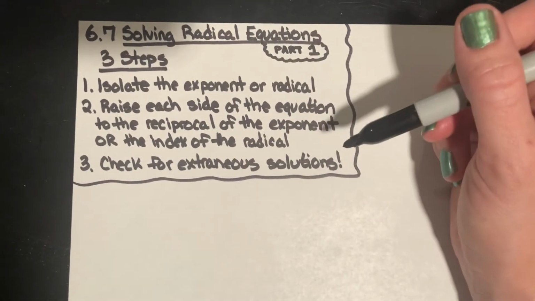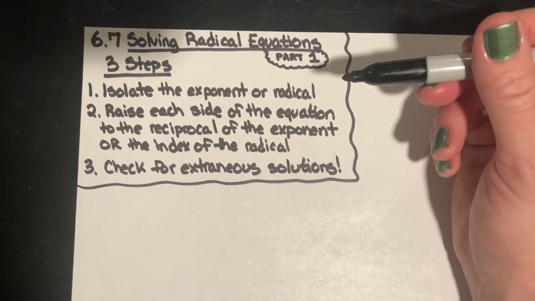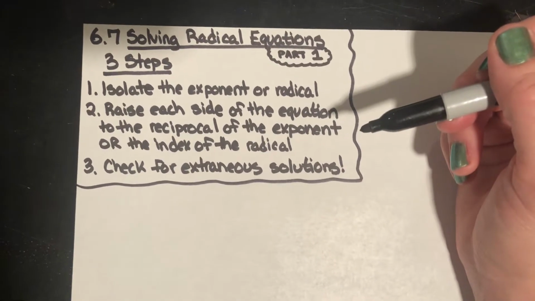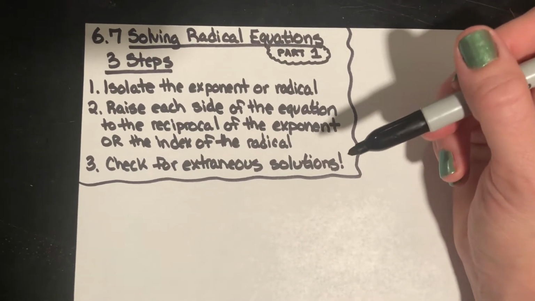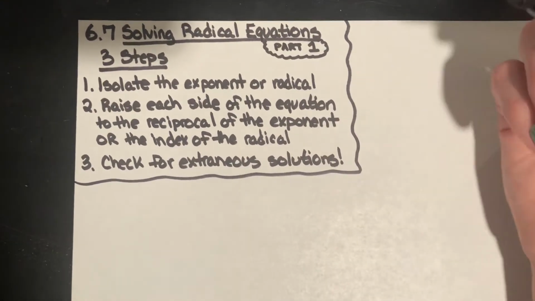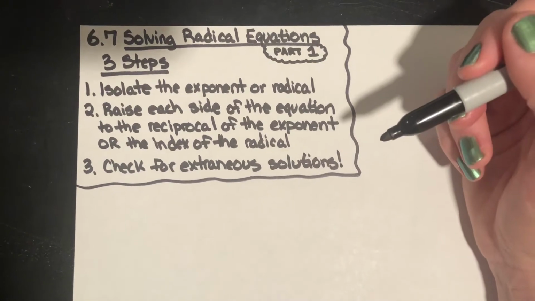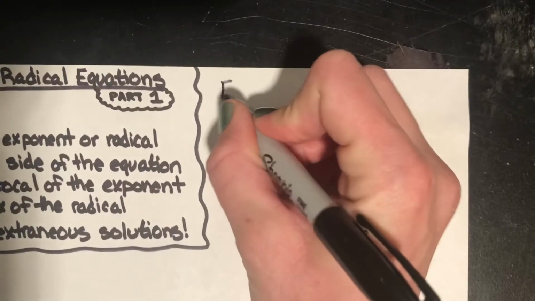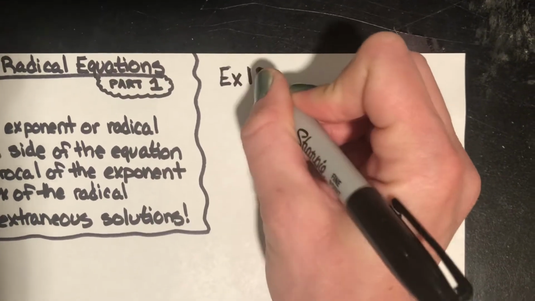Our last step is, especially in radical equations or any equation where you are squaring something or taking a square root of something, you need to check for extraneous solutions. Extraneous solutions are those solutions that you get as an answer but don't actually satisfy the equation. So we're going to do 3 examples here. We will start with example 1.